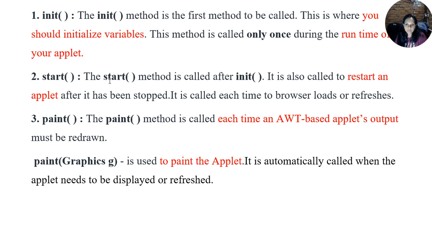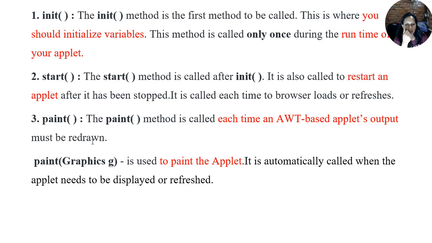Now init method is the first method to be called. This is where you should initialize variables, and this method is called only once during the runtime of your applet program. The start method is called after the init, and it is also called to restart an applet after it has been stopped. It is called each time the browser loads or refreshes.